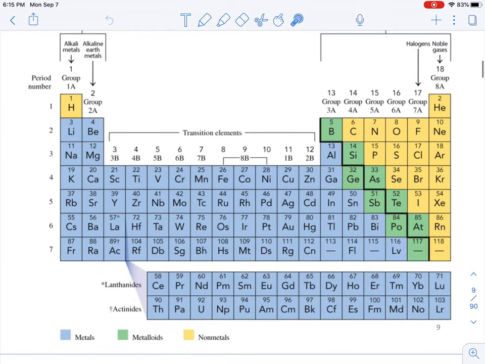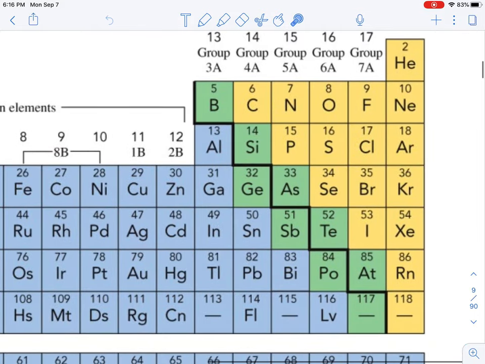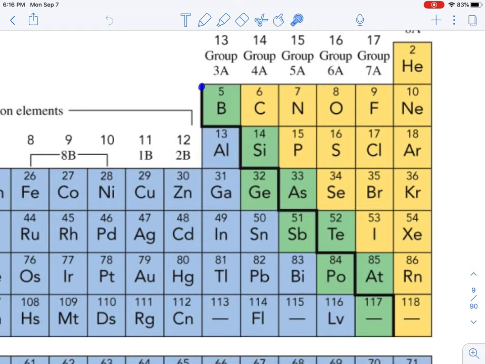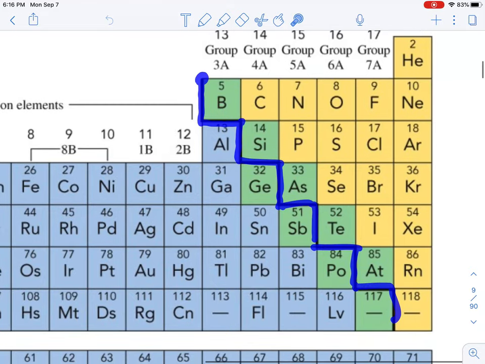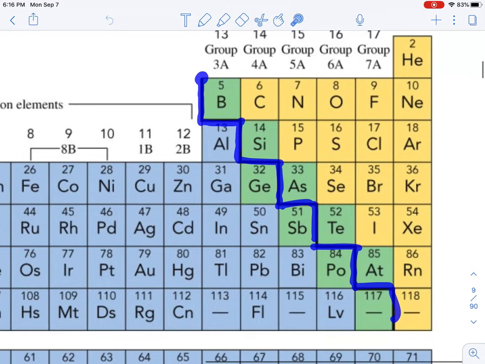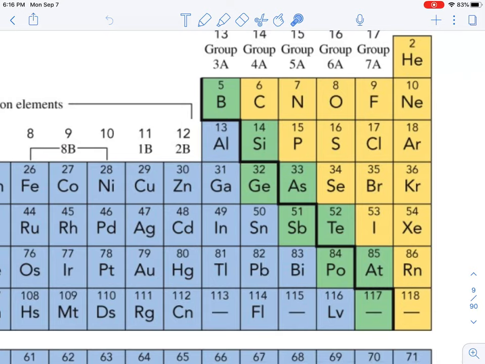The metalloids really lie on this staircase that's bolded in black. I'm going to zoom in for now. The staircase always starts at the top left corner of boron. From the top left corner, we draw a line down, and then we make a staircase. Any element, with an exception of one, that touches the staircase is going to be considered a metalloid. Basically anything in green here is a metalloid.